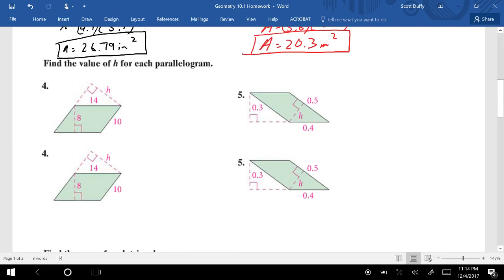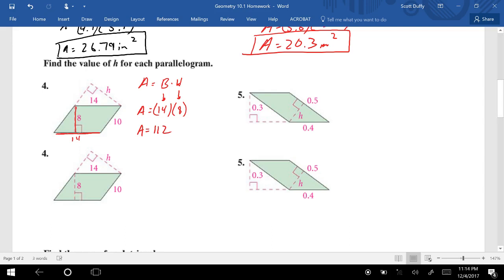Find the value of h for each parallelogram. Now, looking at this parallelogram, I know that I have a height right here of 8, and a base that would be 14, as well as that one. So I know area is equal to base times height, base 14, height 8. The area of the whole thing is 112.